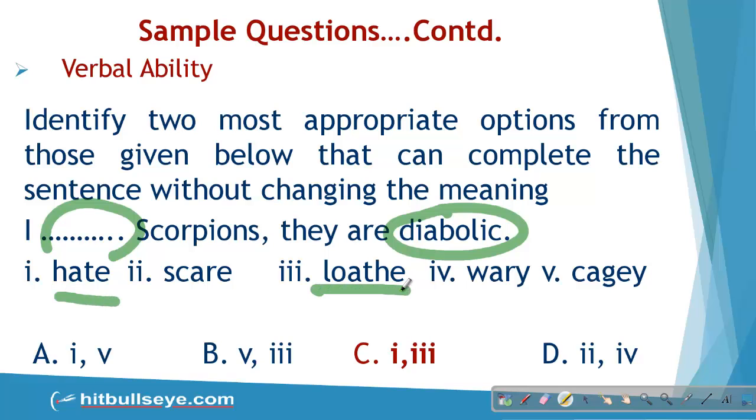And the only option which captures the essence of these 2 words is option number C, hence the answer. I hate scorpions, they are diabolic. I loathe scorpions, they are diabolic. So the meaning of the sentence has not changed.